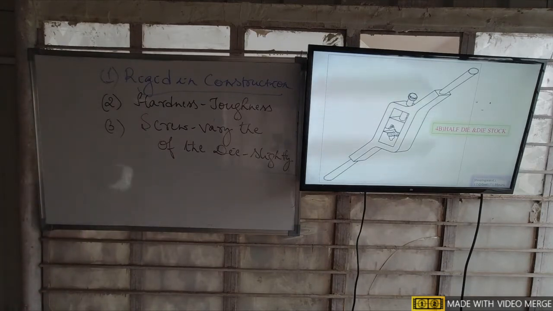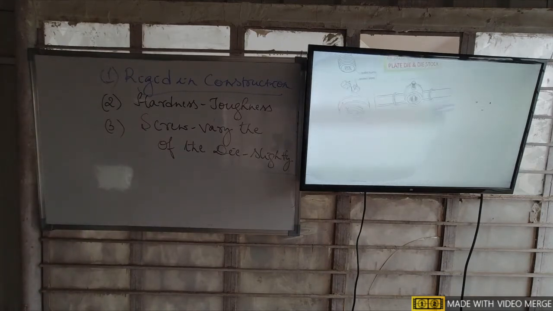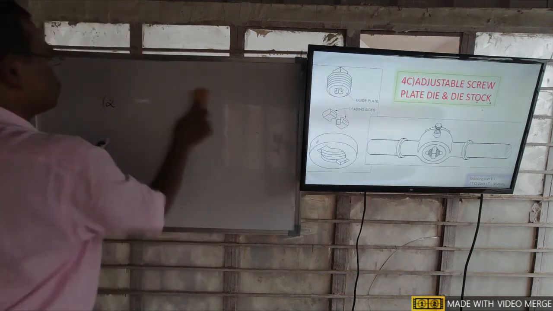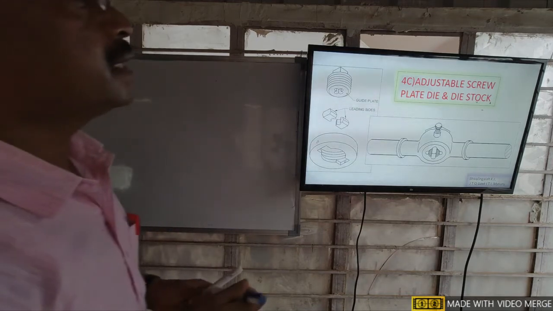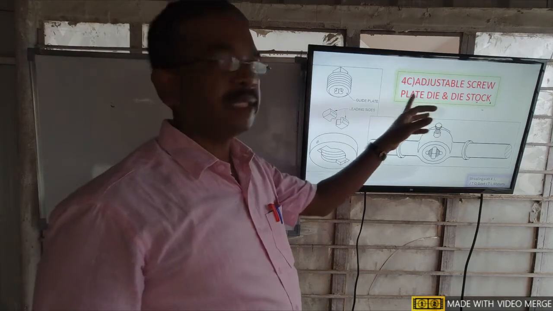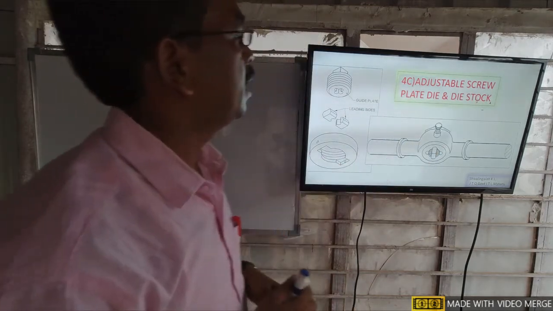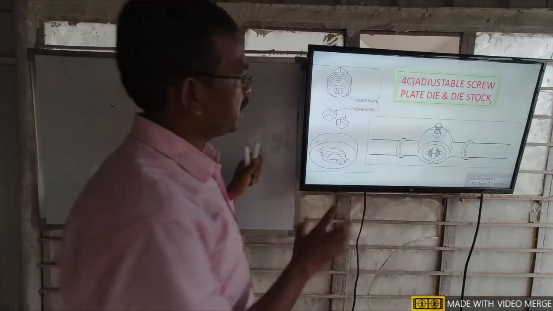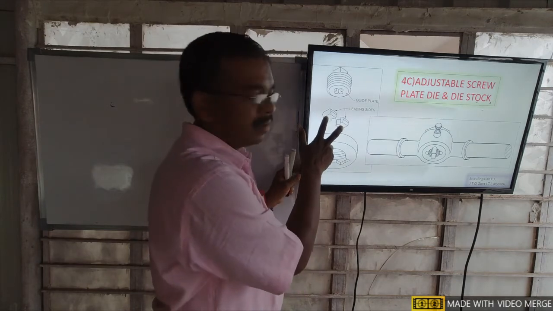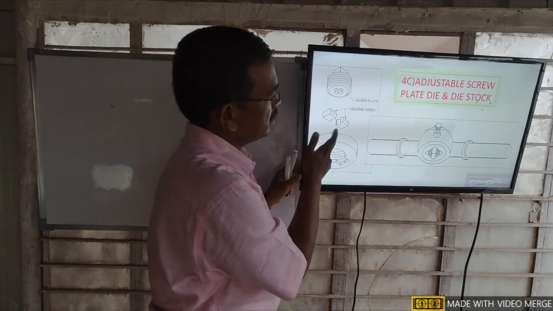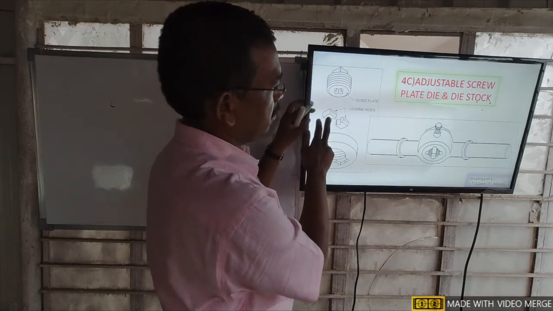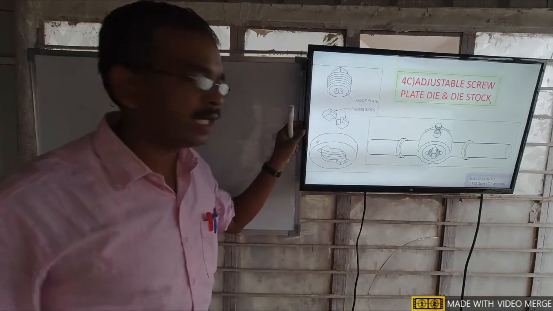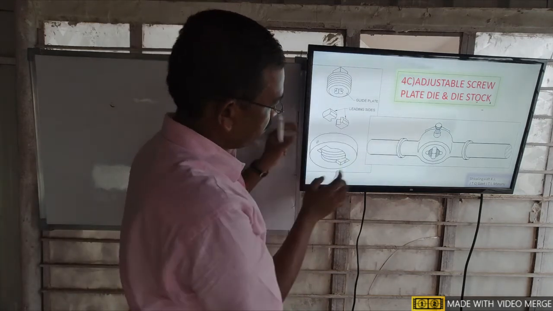Now we will move to the third die and die stock. What is this? This die is the adjustable screw plate die. See, this is also very similar to the half die because here also two halves are there. This die is divided into two pieces, one half and the other half. The threads are formed inside these two halves, again hardened and tempered to increase the hardness and toughness, and this will be fixed to here.